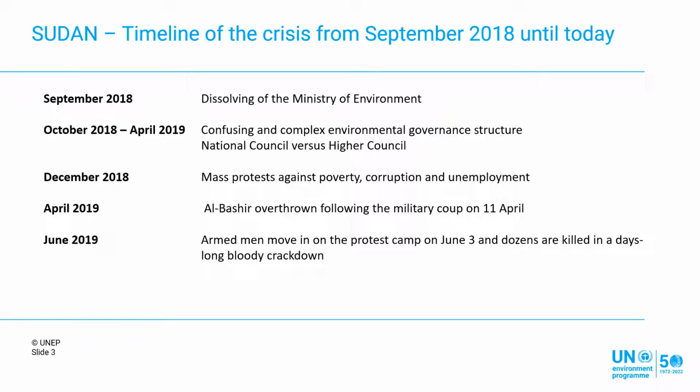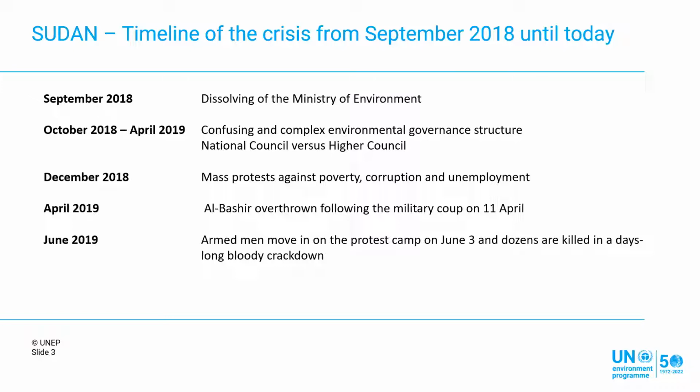And then we had a period where the environmental governance structure in the country was very confusing and very complex, because there was a newly established National Council for the Environment, and there was the good old Higher Council for the Environment, and they both existed with some overlapping and conflicting mandates. Meanwhile, in December, mass protests started against poverty, corruption, and unemployment, and those demonstrations lasted a couple of months.